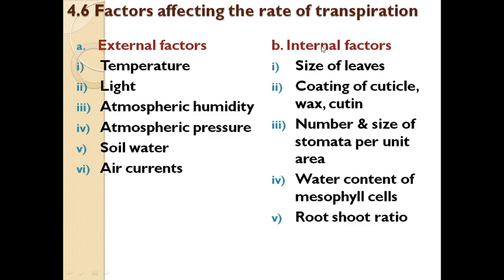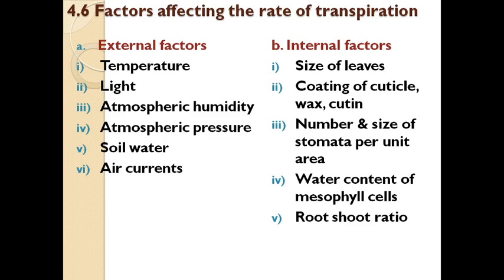Next, there is the coating of cuticle, wax, cutin, etc. on the leaf surface, which reduces the rate of transpiration, because the cuticle, wax or cutin coating helps to keep the inner mesophyll cells cooler. It absorbs the maximum heat, and the heat cannot reach the cells.